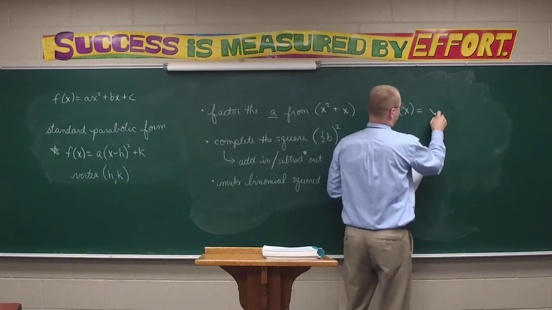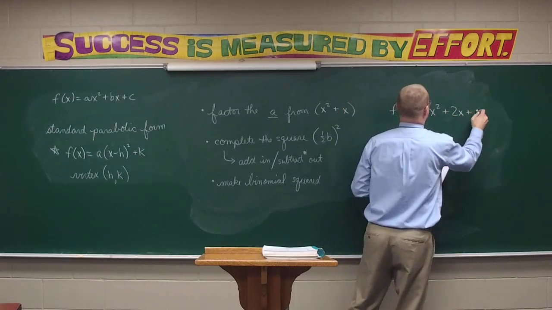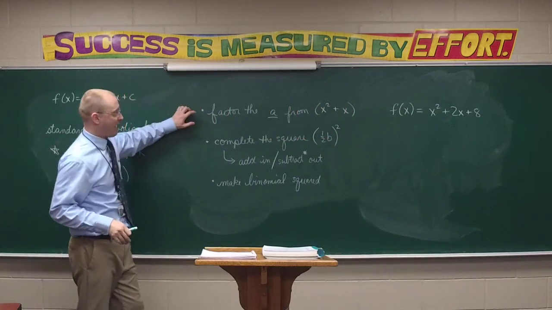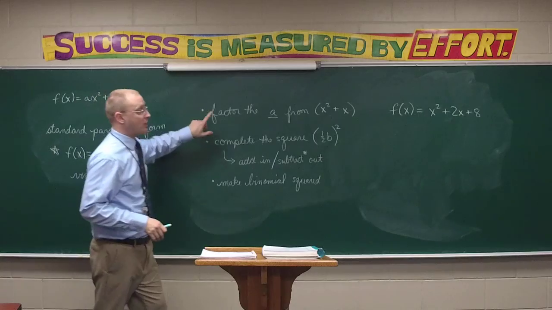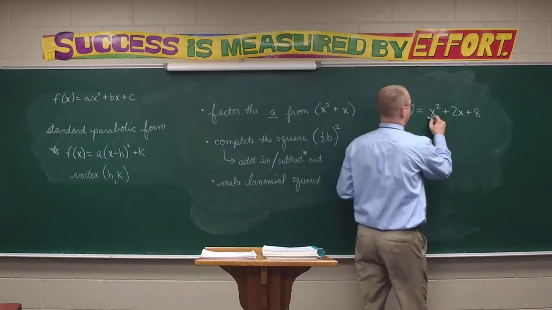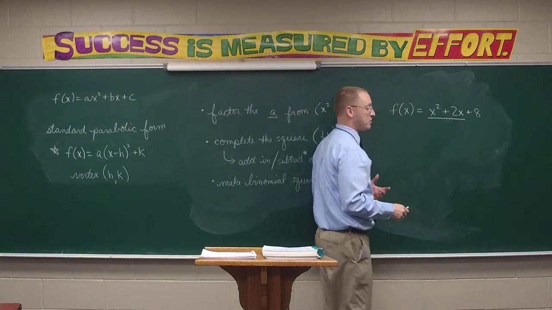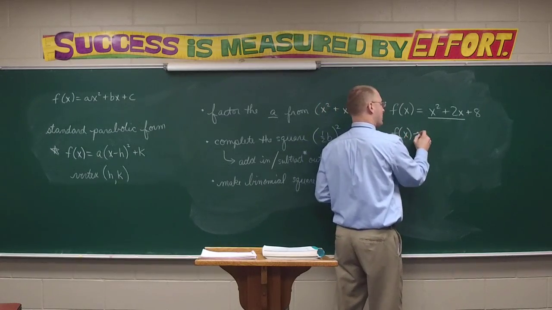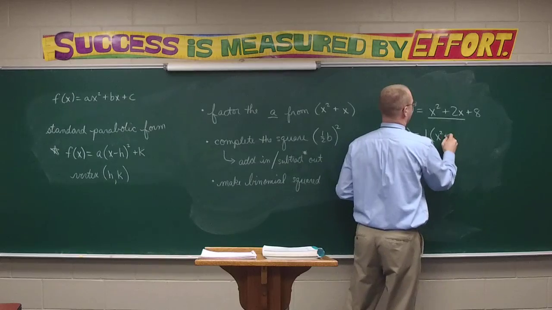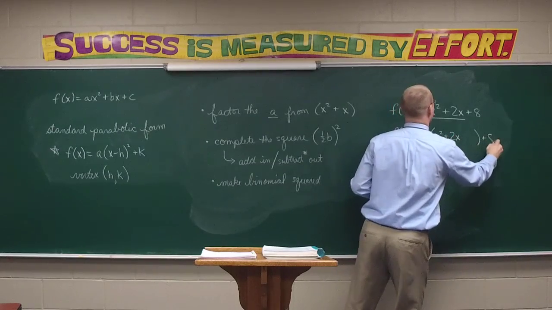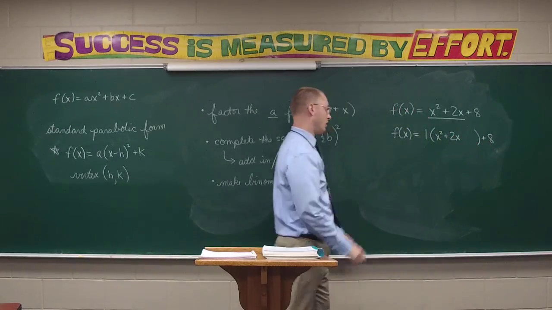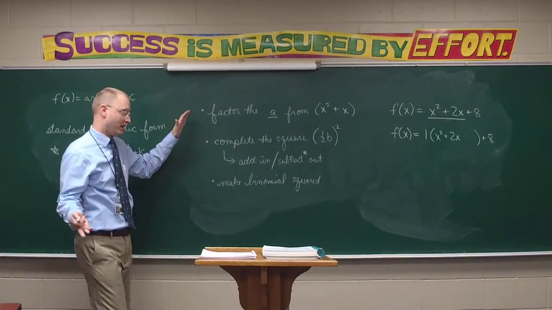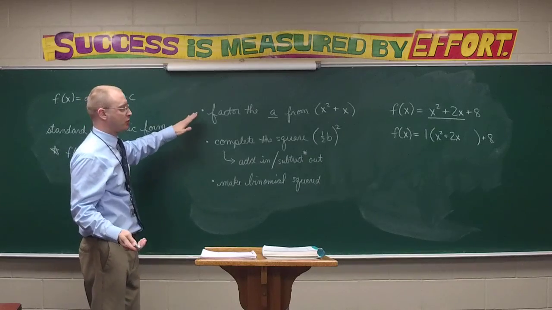F of x equals x squared plus 2x plus 8. We're going to start with an easy one. One that doesn't involve factoring the a out. But if we did factor anything out of the first 2 terms, class, it would be a 1. For sake of showing the step, let's go ahead and write the 1 and leave a little gap. So we factored out the a, it just happens to be a 1. Notice only from the first two terms.